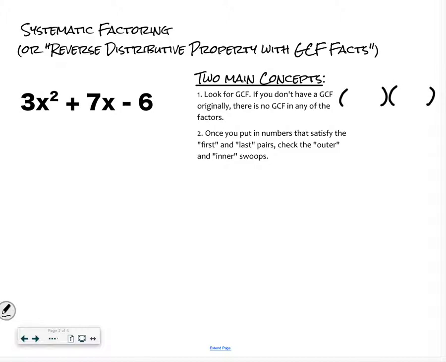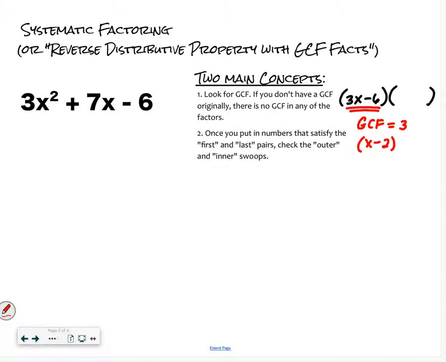So if I'm breaking it into the two sets of parentheses, I can't have something like 3x minus 6 because the 3 and the 6 have a GCF. So if that happened, then I would do a second step where I would pull that GCF to the front. But looking over here, I didn't have a GCF that I could pull to the front.